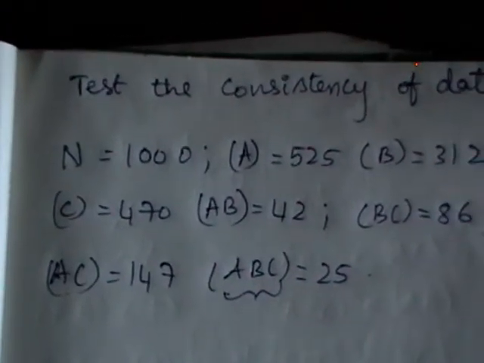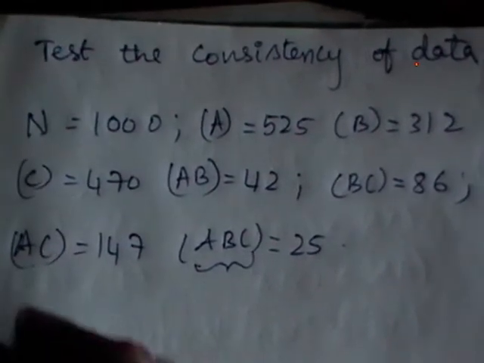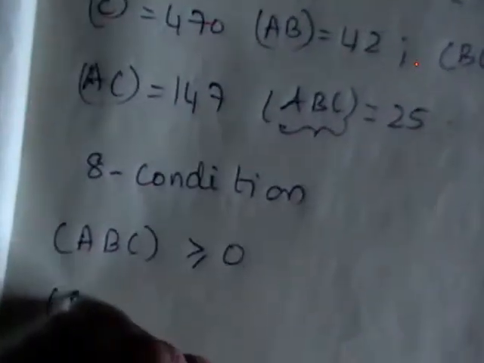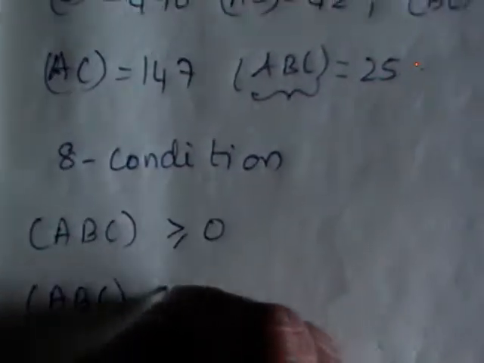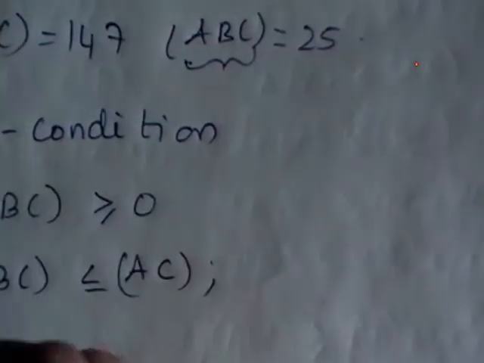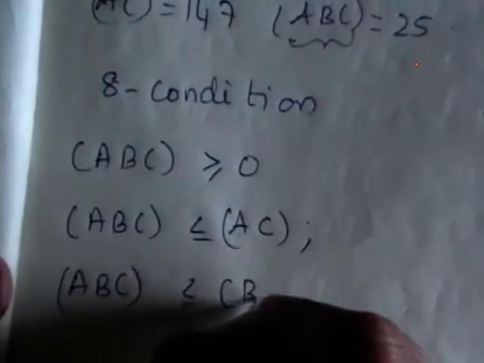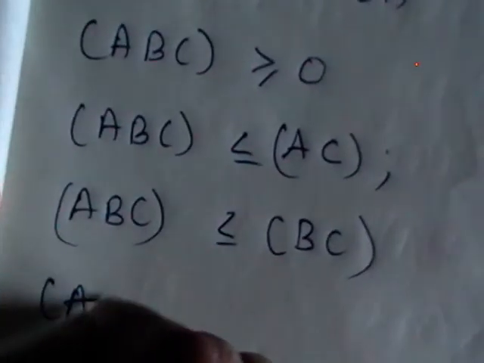When there are 3 attributes, what are the conditions? How many conditions are you going to deal with? 8 conditions. What are the 8 conditions? First list out the conditions. ABC greater than 0. Next, ABC less than or equal to the second order terms: AC less than or equal to BC, ABC less than or equal to AB.